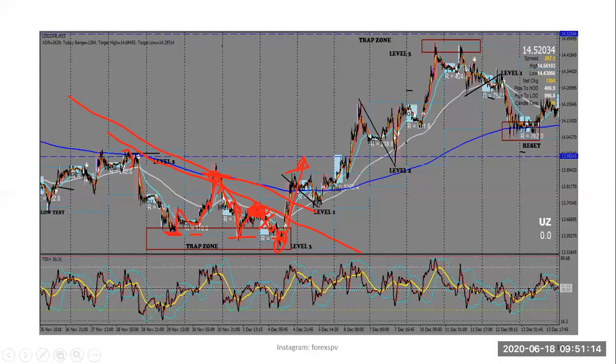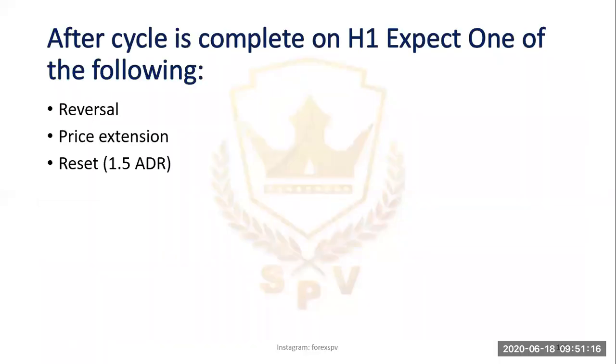Now, after the cycle is complete in the hour time frame, you should expect one of the following. First of all, we should expect a reversal. That's the first thing that we should expect. Second, we should expect price extension. And the third is a peak reset.